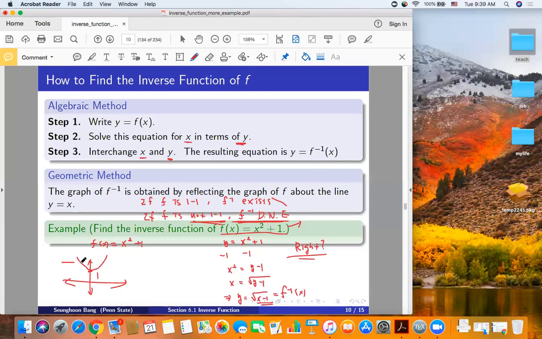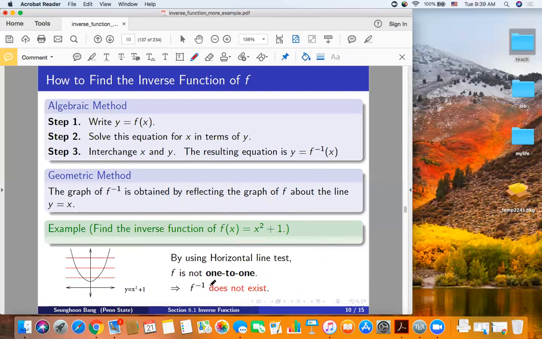You can draw a horizontal line. We have two intersection points. f is not one-to-one. What's the conclusion? The inverse function does not exist. So really be careful. This is the idea. Here, for the next one, the inverse function does not exist, so let me see. Only something like restricting the domain.